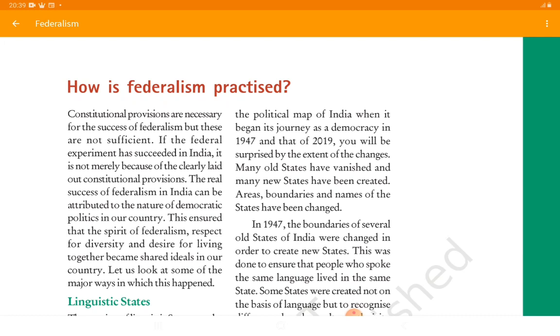If the federal experiment has succeeded in India, it is not merely because of clearly laid out constitutional provisions. The real success of federalism in India can be attributed to the nature of democratic politics in our country. How democracy is distributed among our country and how the politics is there, on that also federalism has a major impact. This ensured that the spirit of federalism, respect for diversity, and desire for living together became shared ideals in our country. Let us look at some of the major ways in which this happened.